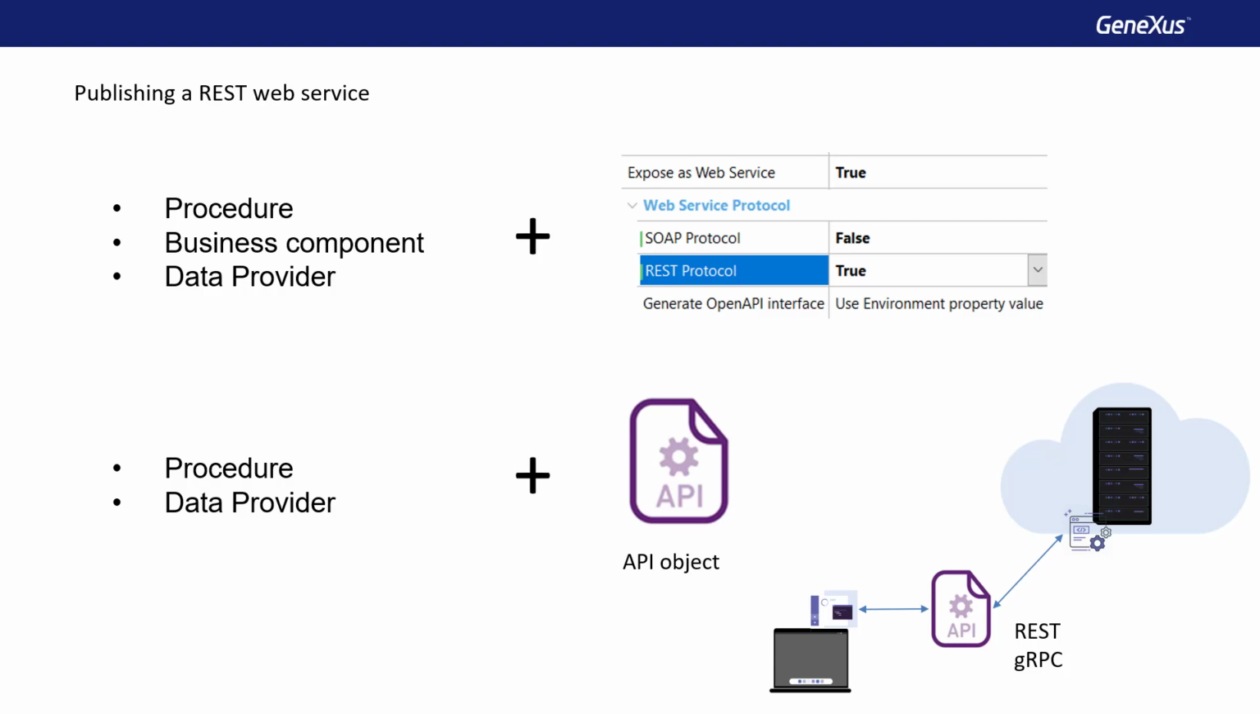The API object adds an intermediate layer that separates the interface from the implementation details, so that future programming changes to objects do not affect the way they're invoked by external applications.